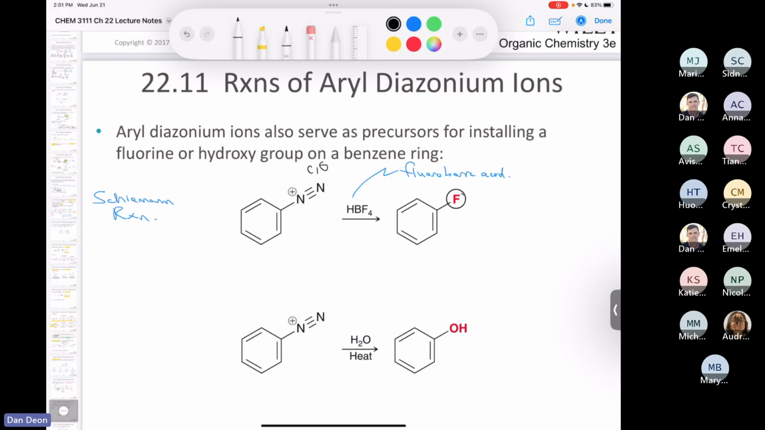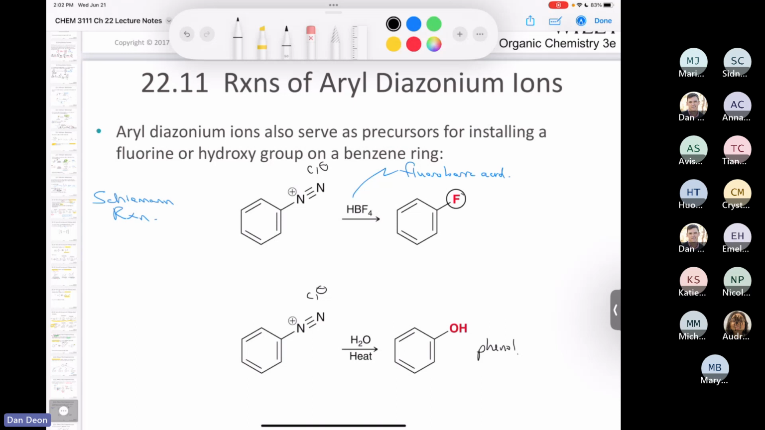And then you can also just treat it with water and heat it up, and that will make phenol. And if you think about it, we don't have a lot of ways to make phenol derivatives, right? Not many ways to make phenols whatsoever. And so there you go, there's a way to make a phenol now. And again, there are no mechanistic details for these reactions whatsoever in the class.